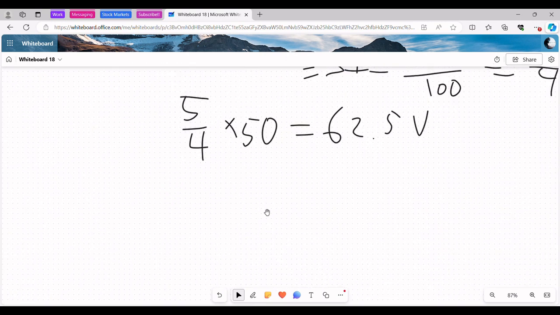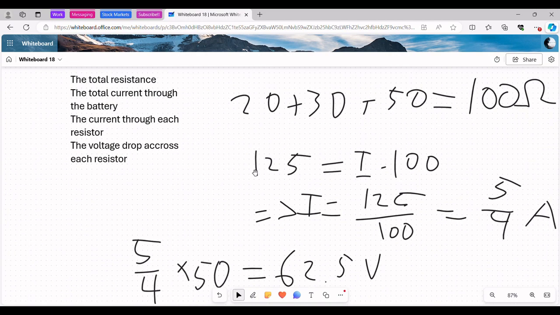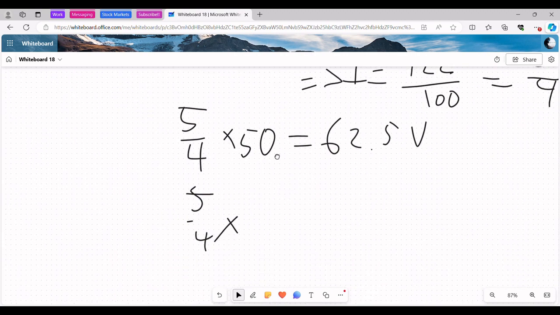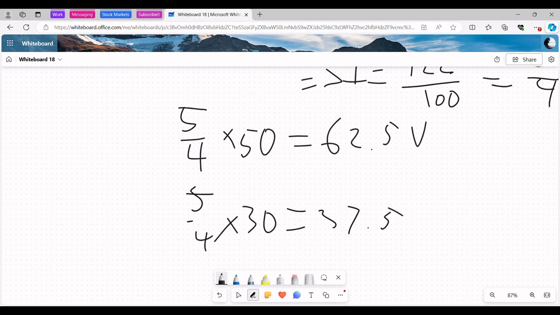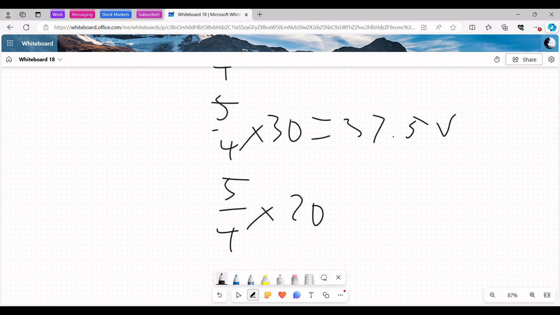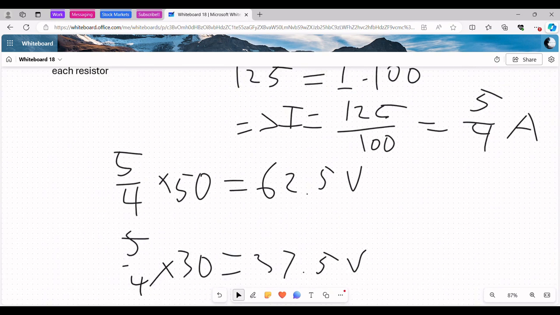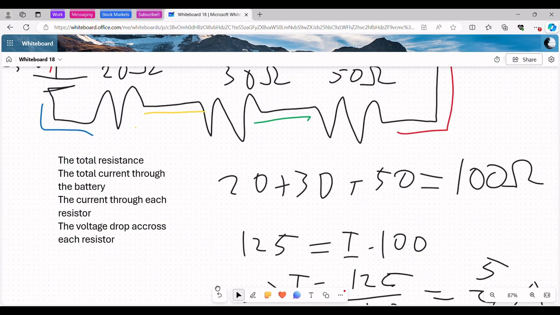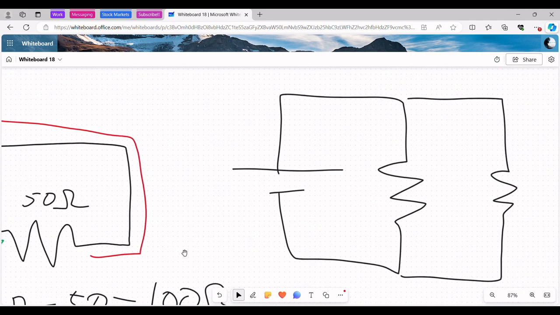Okay, hopefully you paused the video and you got those down. It's just going to be 5 over 4 times the other resistances, which are 30 and 20. So times 30, that equals 37.5 volts. And then 5 over 4 times 20 equals 25 volts. All right, and that's the voltage drop across each of these resistors.